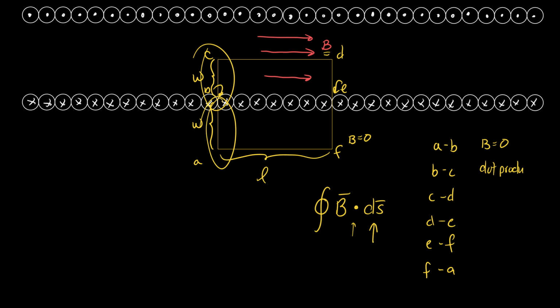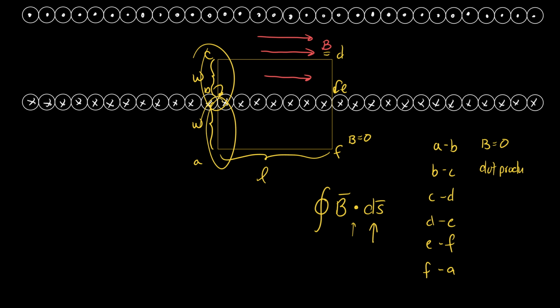But D to E, 0. Why? Dot product again. E to F, 0 because it's outside the magnetic field. There's no magnetic field in that space. And F to A, 0 again. Why? Outside, in a region of space where there's no magnetic field. So all of these are 0 because there's no magnetic field out there. But these two are 0 because of the dot product. All right. There, gave you more than enough time.